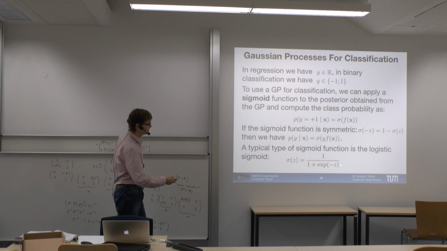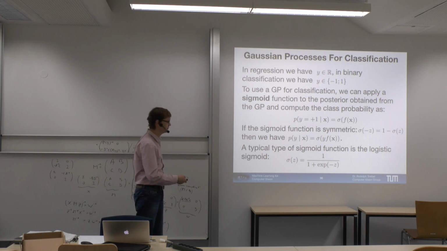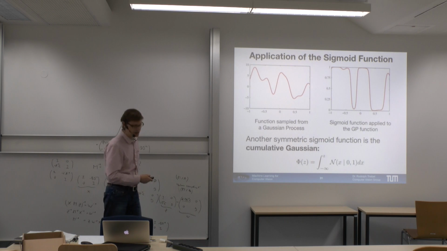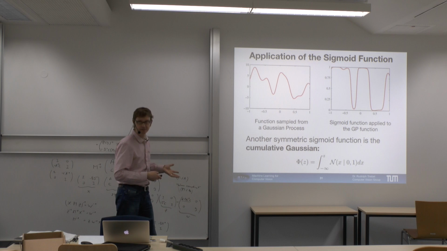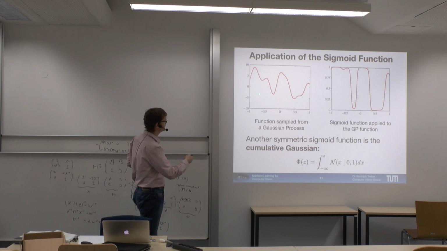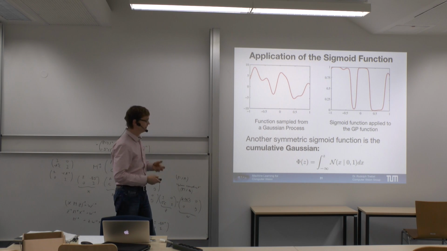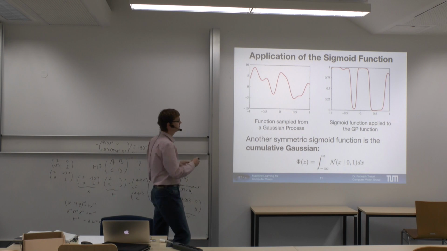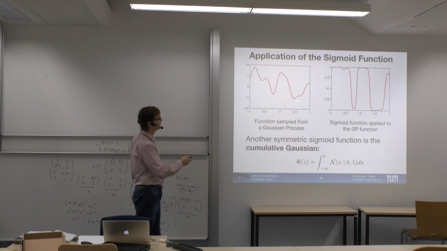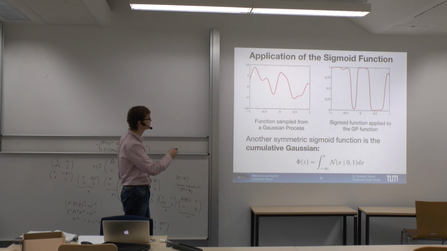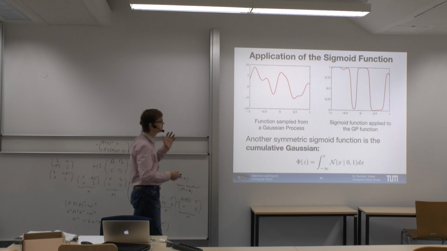This is one typical example of a sigmoid function. This is the so-called logistic sigmoid function, but we have other sigmoid functions. And this is what happens with our Gaussian process if we apply a sigmoid function. This is just one sample, again, a sampled function from the Gaussian process. You see the values here, they can vary between 8 and -5 or something like that, right? There's no restriction on the range of this function. It can be any number.